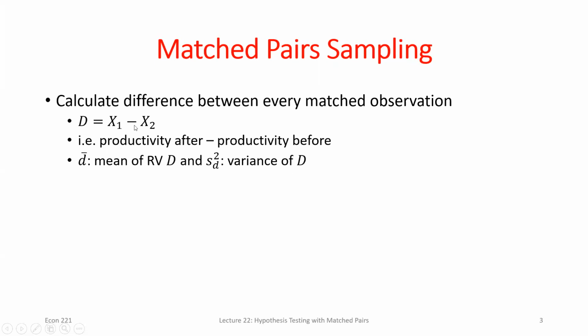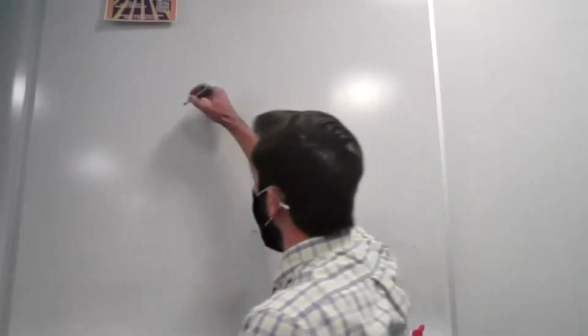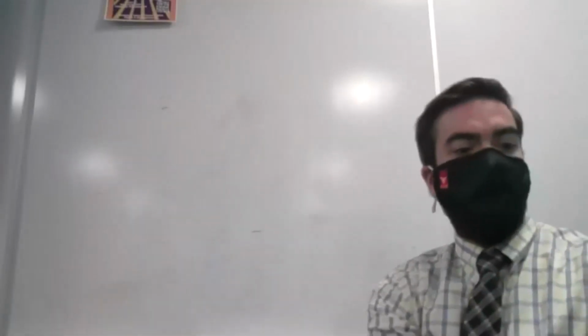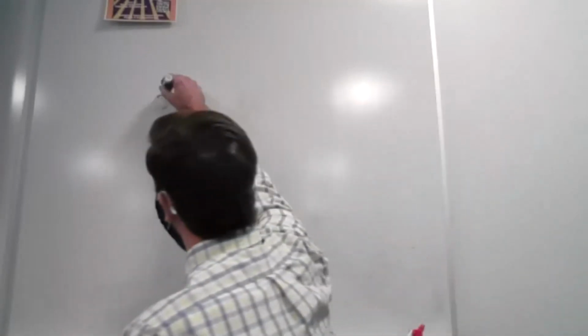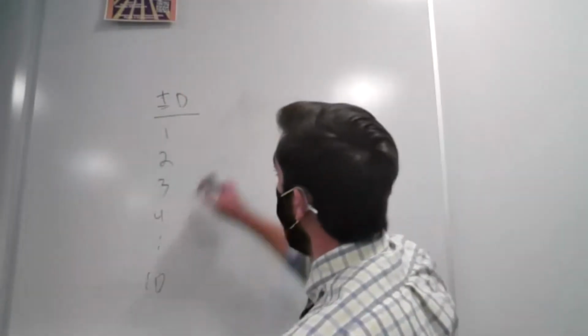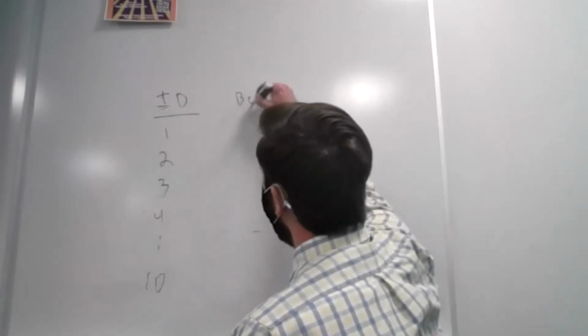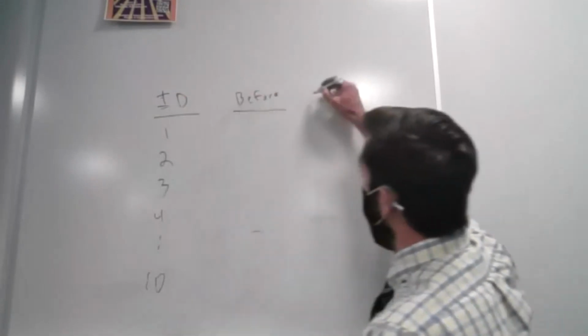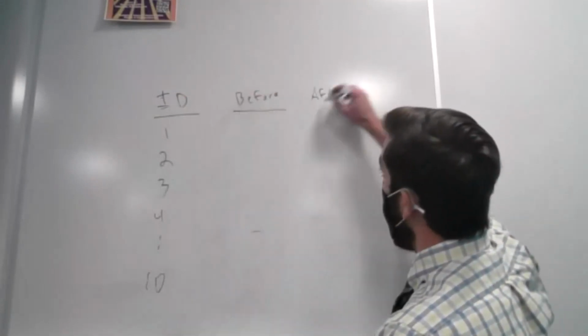So once we have this difference variable, we can find the average difference, and then we can also find what the variance is in this difference. What this is going to look like is, let's say I have all these worker ID numbers, workers 1 through 10. And then I'm going to have what their before productivity was and what their after productivity was.